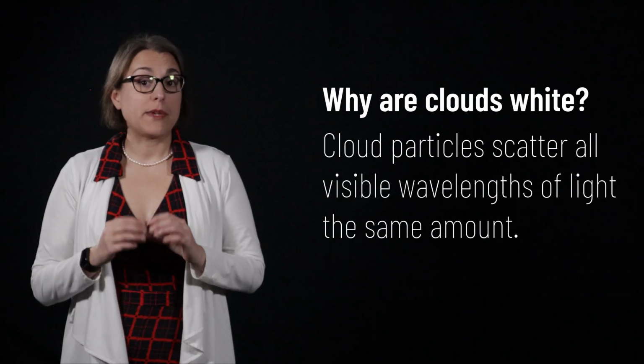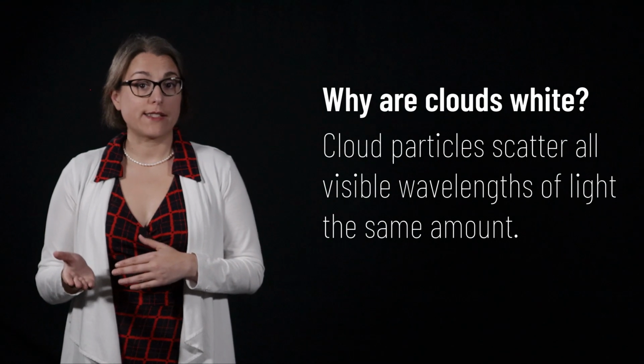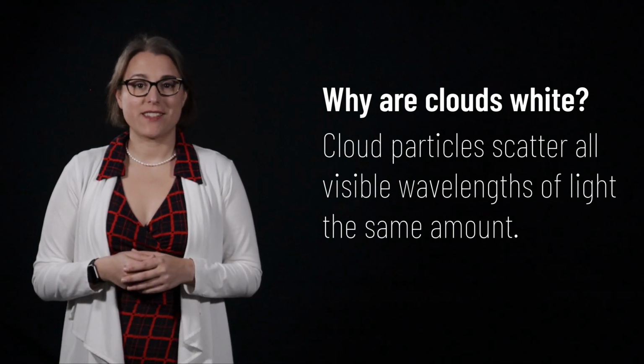Cloud particles, being larger than atmospheric particles, scatter longer wavelengths as efficiently as shorter wavelengths. This makes clouds appear to be white. On overcast days, the sky appears gray, a muted shade of white.